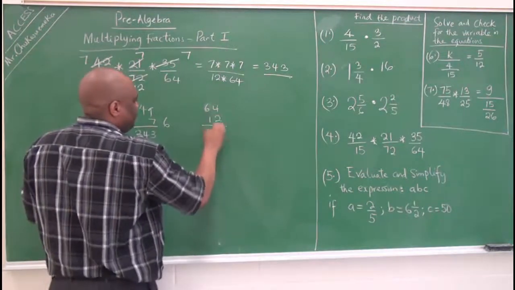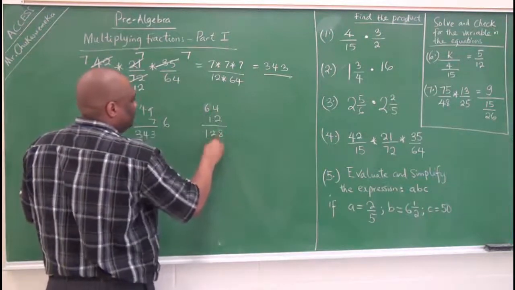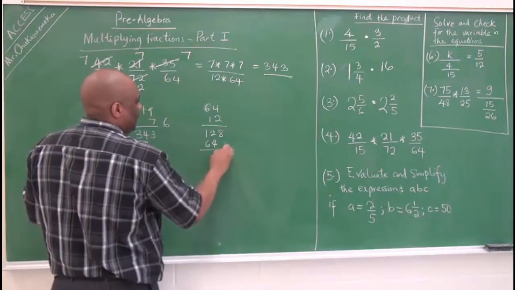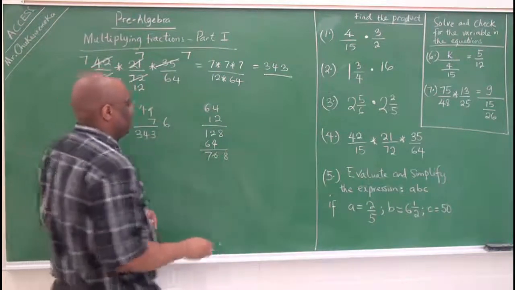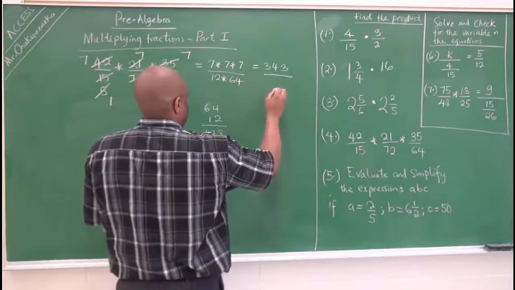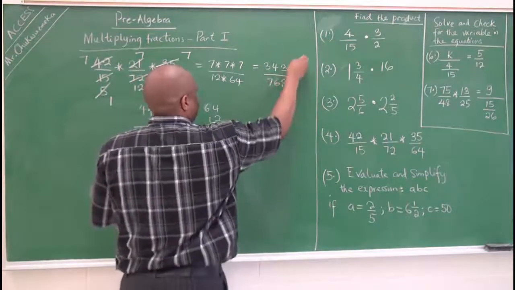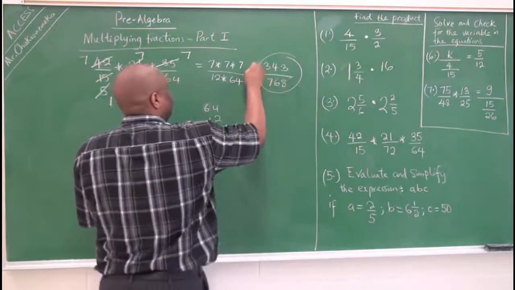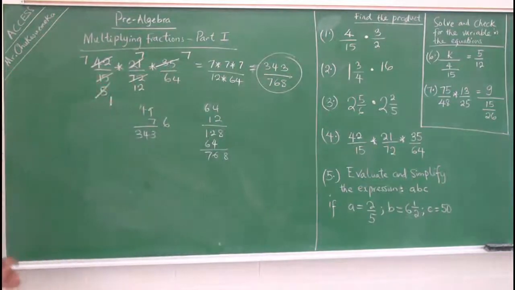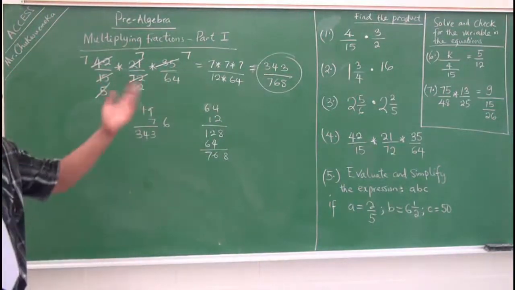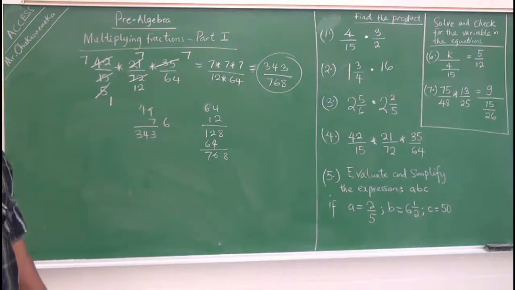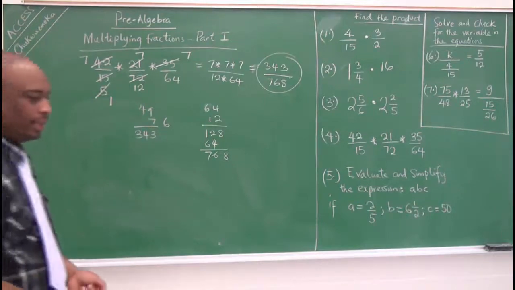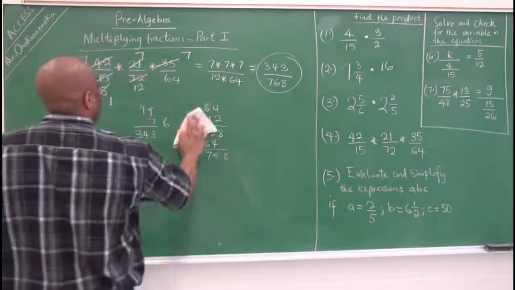2 times 4 is 8. 2 times 6 is 12. 1 times 4 is 4. 1 times 6 is 6. 8, 6, 7. 7, 6, 8. 768, and that becomes your answer. You can't simplify any further. So that's the joy of simplify and multiply. Okay? Alright, then the next one, number 5.